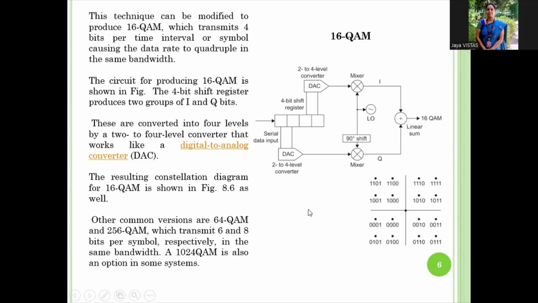Okay. So the common versions are 64 QAM and 256 QAM, which transmit 6 and 8 bits per symbol in the same bandwidth. And 1024 QAM is also an option in one system.